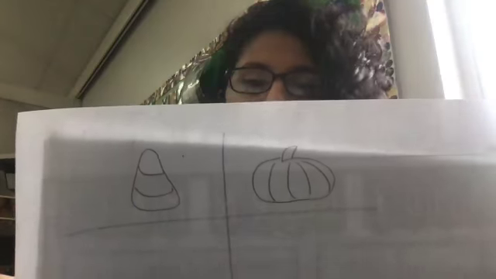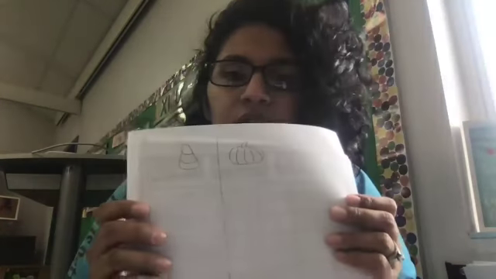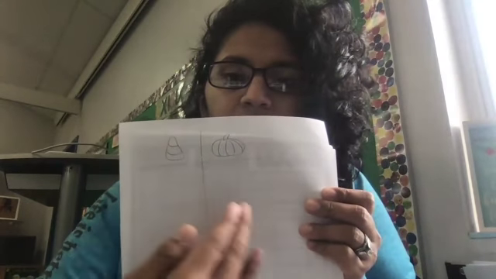So if you want to grab, you can pause me and you can grab a piece of paper, or if you want to pause me and print this, that's fine too. So go ahead and pause me, grab a piece of paper, and remember, you're going to draw a candy corn and a pumpkin if you cannot print it, okay? This is what they look like. And if you noticed, I drew a T-chart. So I drew a line under them and then a line in the middle because I'm going to write on each side. All right, if we're ready, we're going to go ahead and get started.